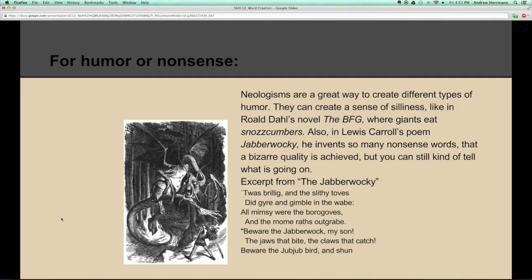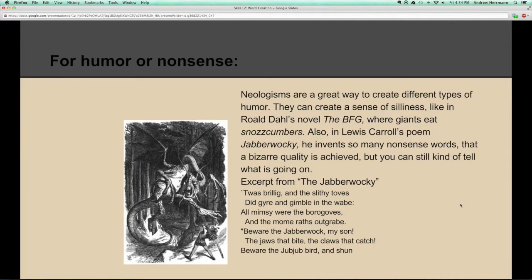Roald Dahl also in Willy Wonka's and the Chocolate Factory, or Charlie and the Chocolate Factory, excuse me, he invents a lot of words there as well. Lewis Carroll, he invented a lot of words, and he has this famous poem called Jabberwocky, where he invents many nonsense words that have this bizarre quality, but you can kind of tell through context what's going on in them. He also invented the word chortle, which is a combination of chuckle and snort. Here's the excerpt from the Jabberwocky.